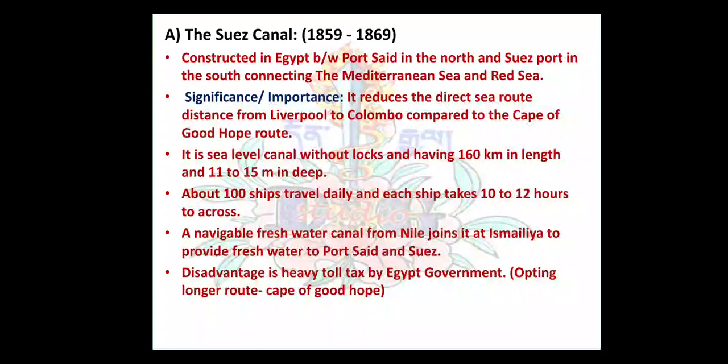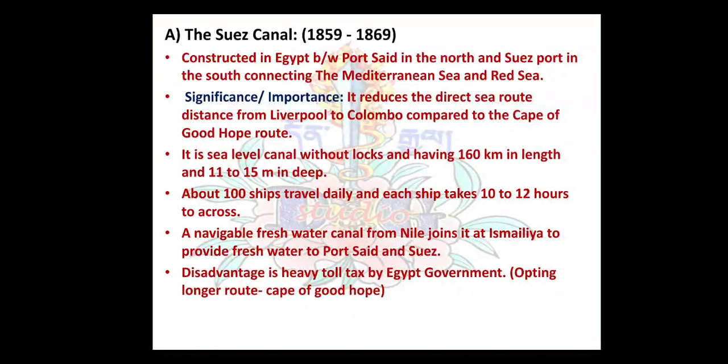Disadvantages. This seaport was constructed by the Egypt government. Because of that, the Egypt government is imposing huge taxes on those ships which are passing through the Suez Canal. That means if a country's ship wants to move from Western Europe to a South Asian country by the Suez Canal, they are charging huge toll tax.